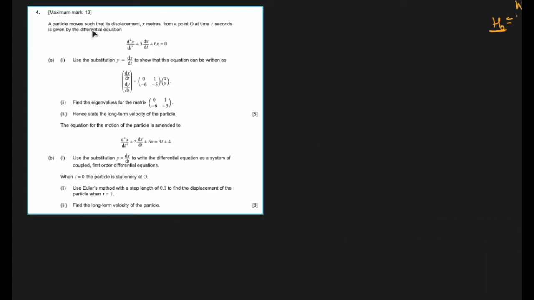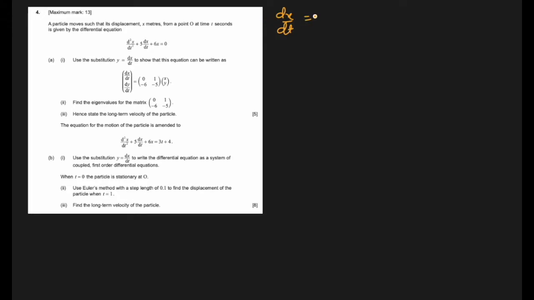Okay. Question number 4. A particle moves such that its displacement x meters from point O at time t seconds is given by this differential equation. Part 1 says, use the substitution y equal to dx over dt. This dx over dt will be y.